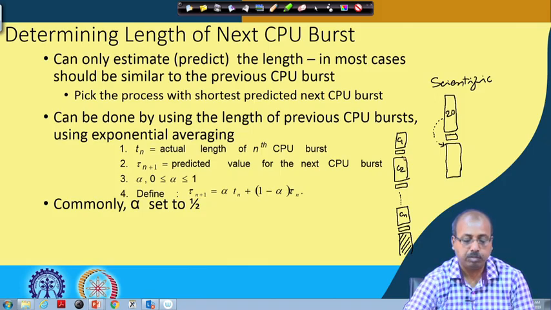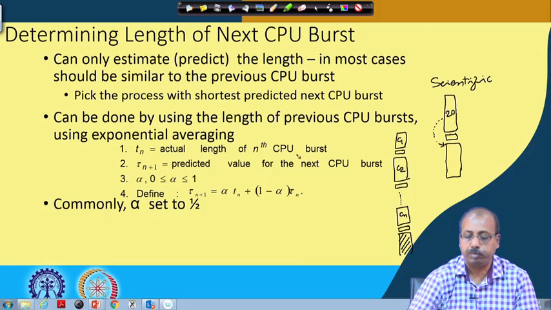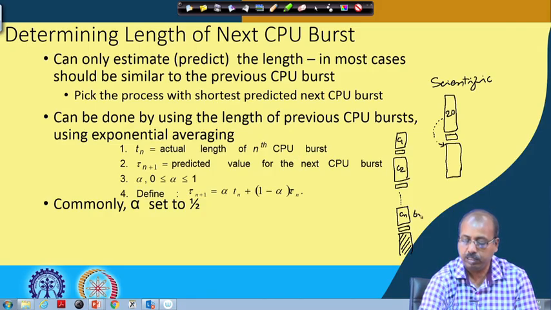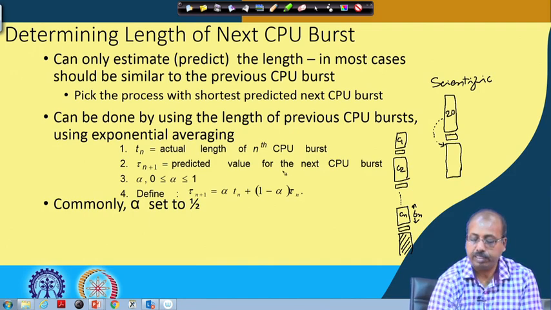So, what we do is, suppose Tn is the actual length of the nth CPU burst. So, for this nth CPU burst, the size of this burst was equal to Tn, then tau n plus 1 is the predicted value of the next CPU burst.